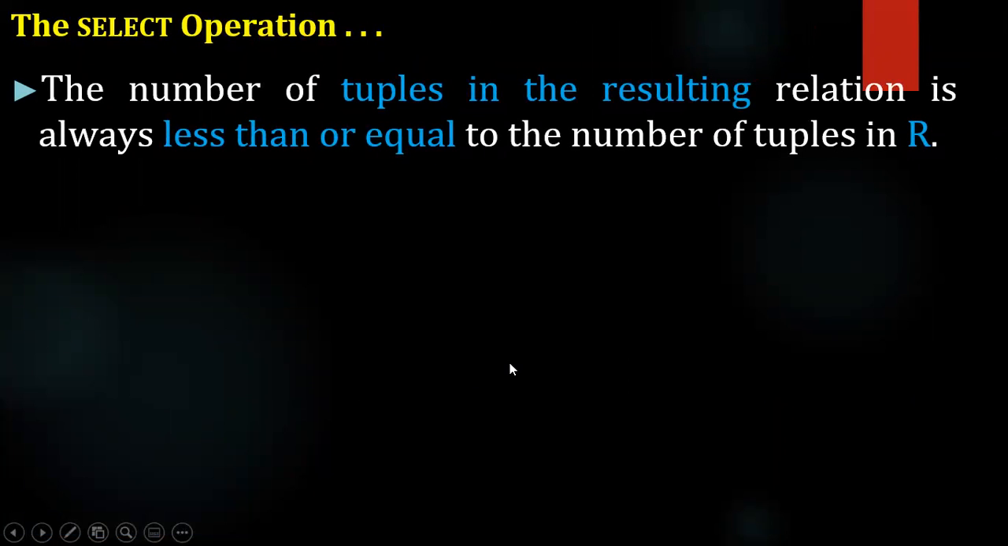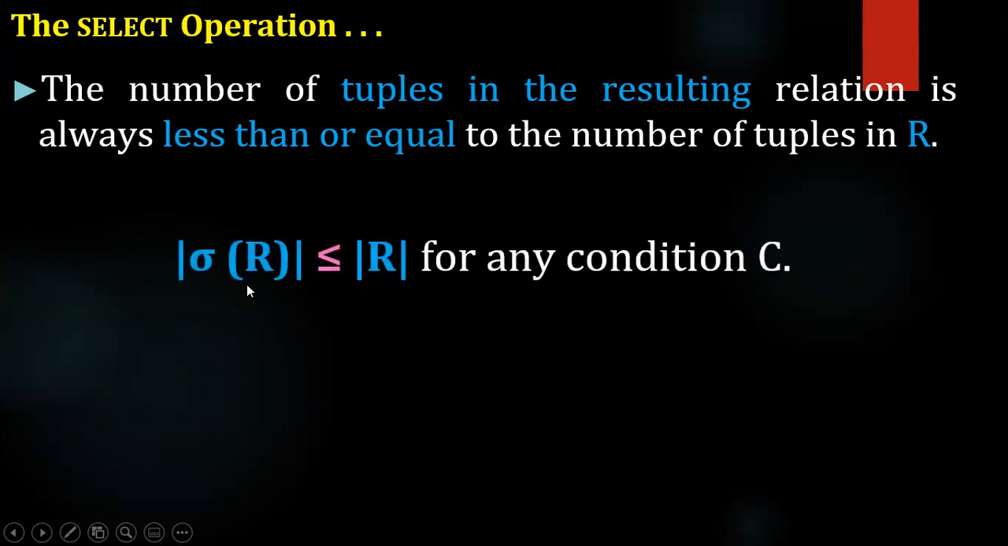After seeing the working of the select operation, we have observed some of the properties of the select operator, that is, the resulting relation contains a number of tuples which is less than or equal to the original relation, like this.